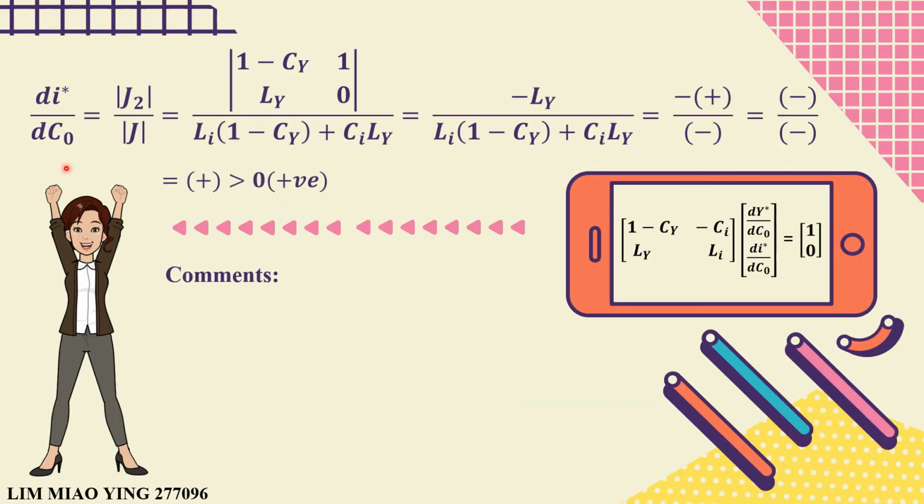The di star divided by d SINA, the formula is equal to determinant j2 over j. J we already know, and for j2 we can put the vector b in the second vertical column here. And then calculate it. 1 minus cy times 0 and negative 1 times ly, we can get negative ly. Ly is positive, so positive over negative, and j negative, negative over negative, in the end we can get positive, more than 0.